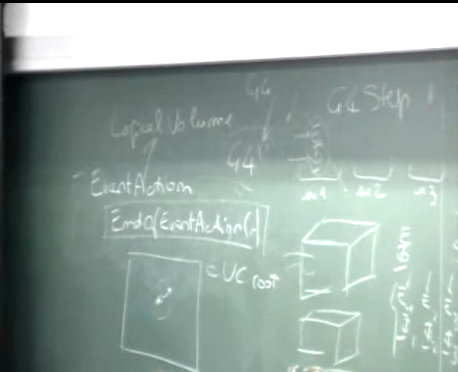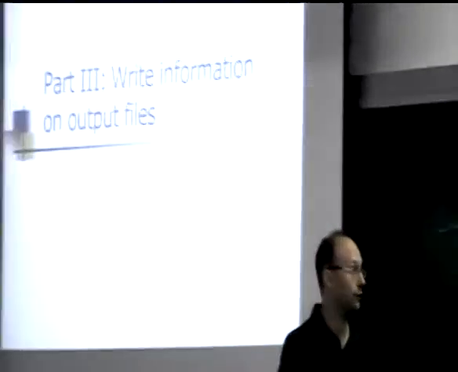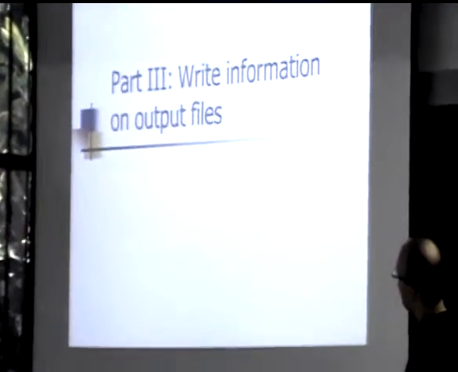GEANT4 will not save anything for you. So it's up to you to decide which is the number that you want to save, retrieve it, and put it into the proper file, or the proper histogram, or the proper format. So that's not very friendly, I understand, but it's providing the most of the flexibility. So it's up to you to define, to retrieve the information that you want, and to make sure that it's written on an output file.